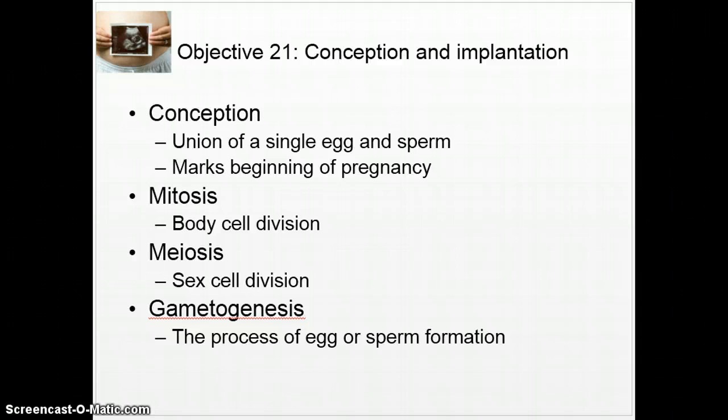Objective 21 is the conception of an implantation, and this is carried over from the previous unit. Conception, again, is the union of a single egg and sperm, and it marks the beginning of pregnancy. Mitosis is body cell division. It is the repair of your normal body cells. Meiosis is sex cell division, or the formation of the egg and sperm. Gametogenesis is the process of actual egg and sperm formation.